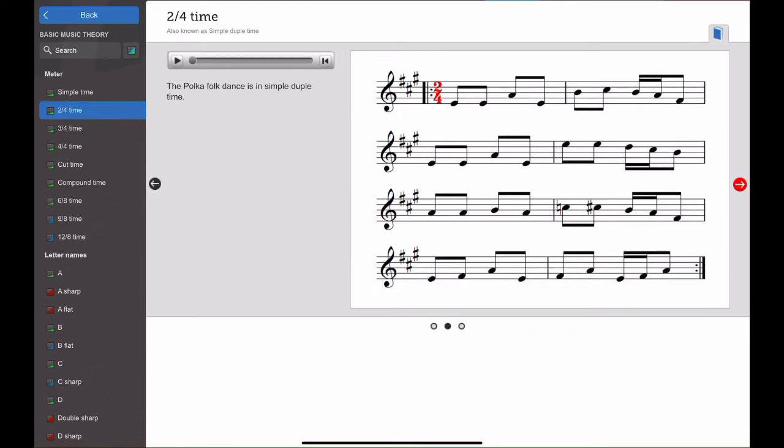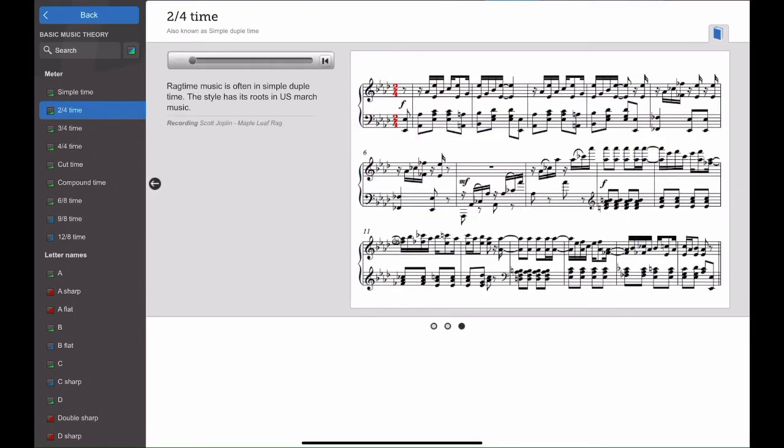Do you recognize the instrument in the recording? That's an accordion. Ragtime has roots in United States march music.